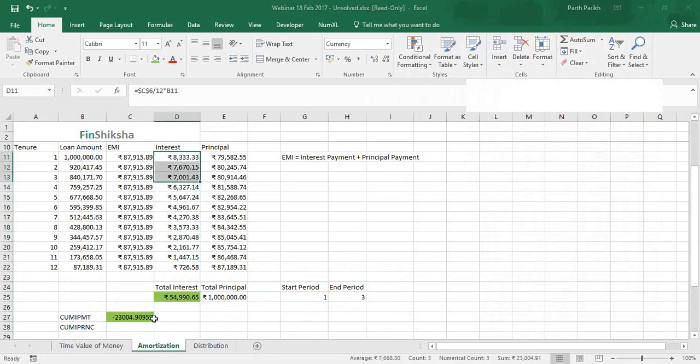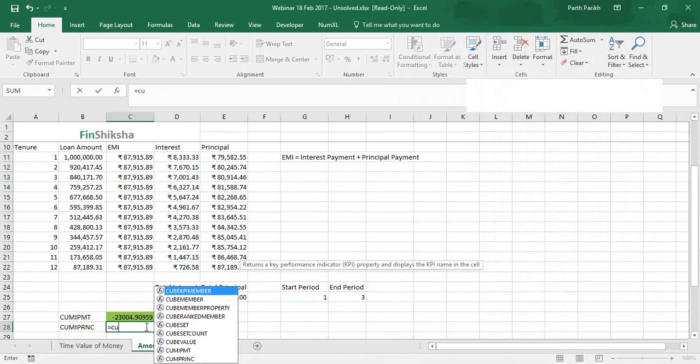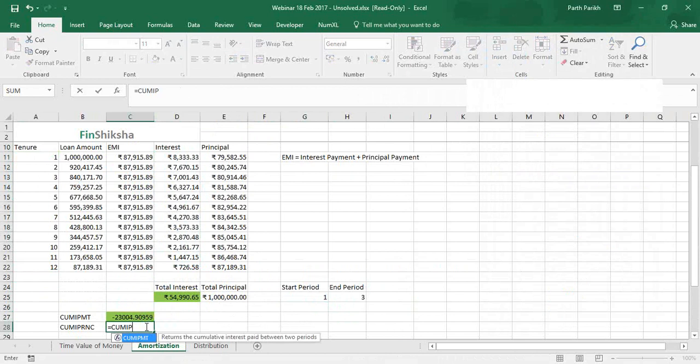So this is an interesting application. Same is with the principal. Everything remains the same.